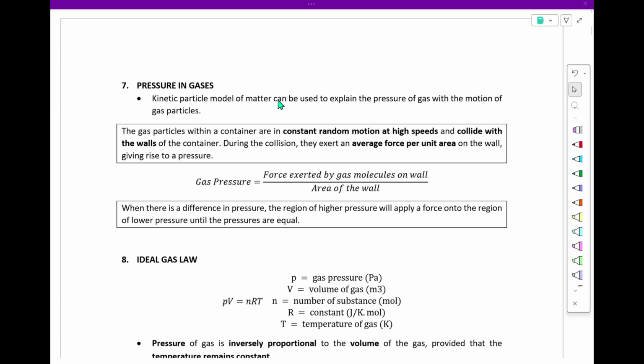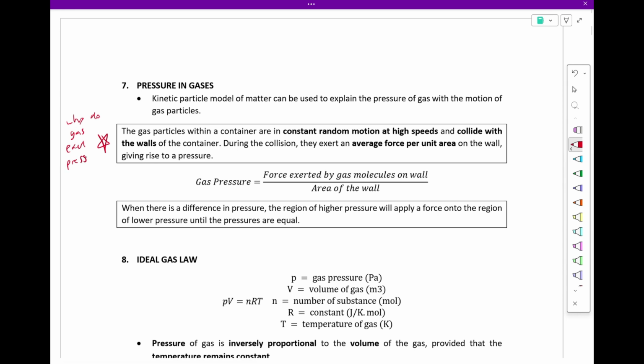Alright, so for the final subsection itself, this is the part where a lot of students will actually find it very, very difficult, because this part is very heavy on the explanation, very heavy on standard answers itself. So number one, why do gas exert pressure?